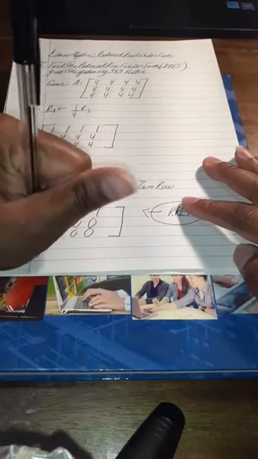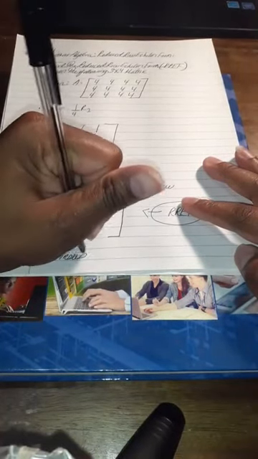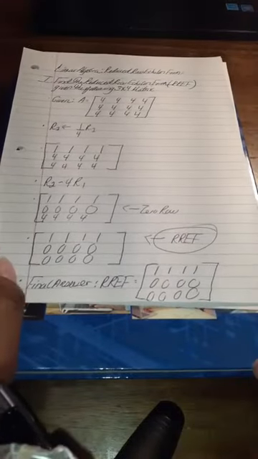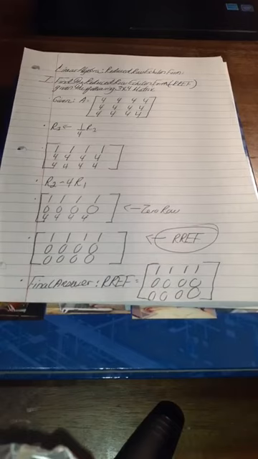So that's the answer. That's how you put it in reduced row echelon form. So we'll write our final answer down here, and we'll say RREF is going to be equal to the following: 1 1 1 1 in the first row and zeros everywhere else. So that's the reduced row echelon form of that matrix.